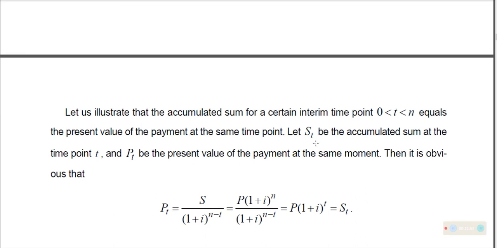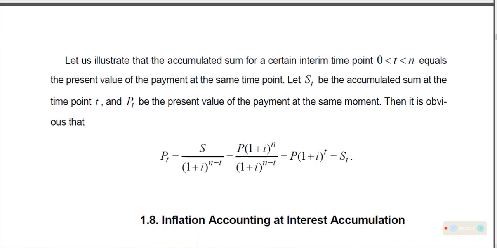So let S sub T be the accumulated sum at the point T and P sub T be the present value of the payment at the same moment. Then it is obvious that nung oras na. Okay. Next, we are going to have the formula P sub T is equal to S over 1 plus I raised to the power of N minus T, which is also equal to S.